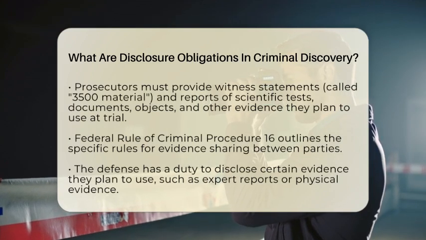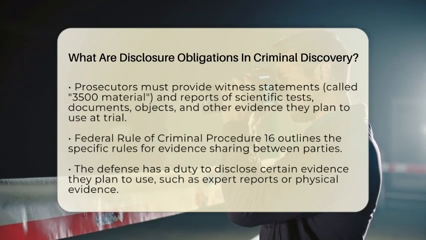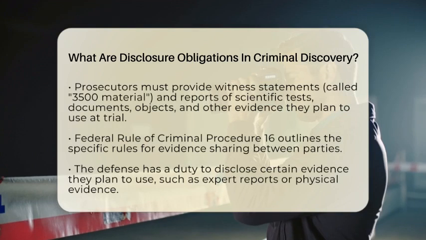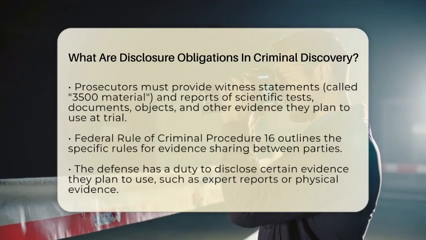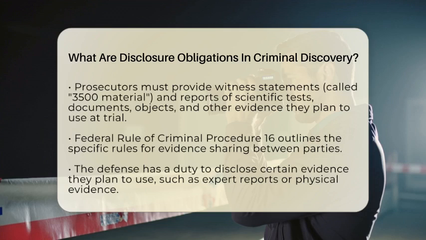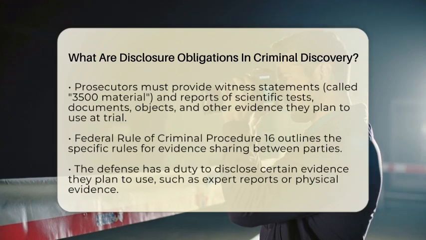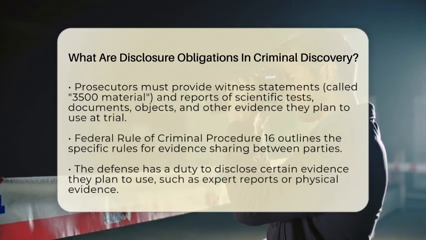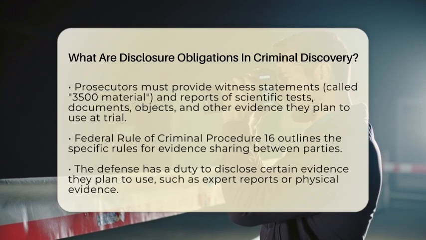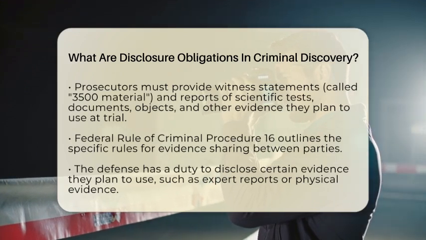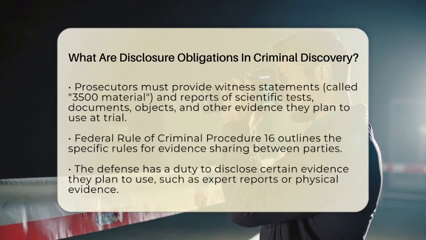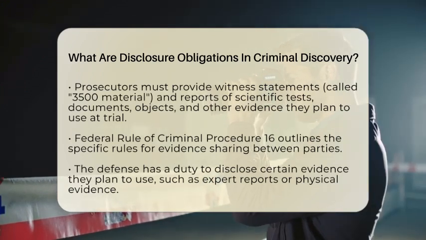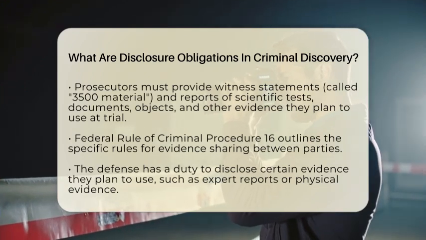This is from a case called Giglio v. United States. The prosecution also has to give the defense copies of witness statements they made to the government. These are called 3500 material under the Jenks Act. Plus, they need to share reports of scientific tests, documents, objects, and other evidence they plan to use at trial. Federal Rule of Criminal Procedure 16 spells out these rules clearly.